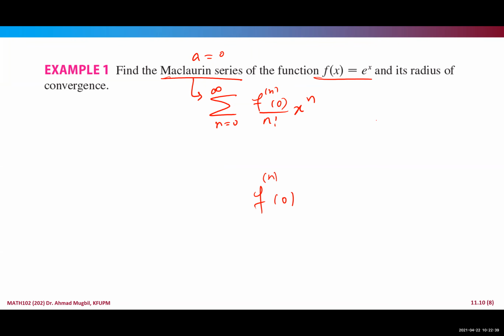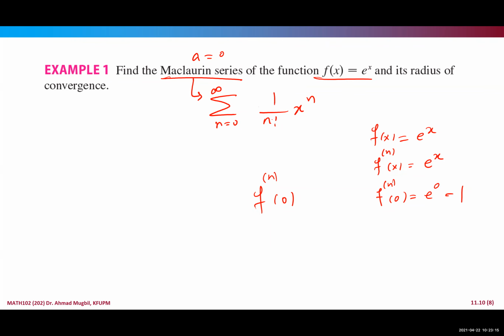Who can tell me what is f(x)? f(x) is e to the power x. What is the first derivative? Itself. The second derivative, the third, the fourth. So what is the nth derivative? Itself. So what will be the value of the nth derivative at 0? It will be e to the power 0, which is what? 1. So this will be 1. So easy. Here we are.